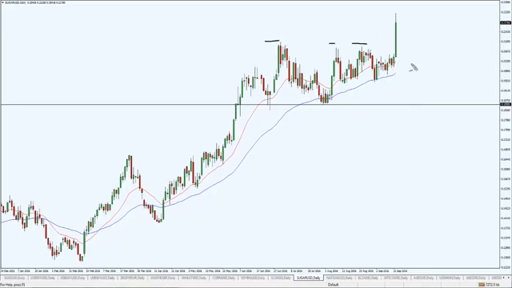I had a stop loss, I think was somewhere over here, and I'm looking to ride this trend and see how it progresses on. So this is my trade on sugar.